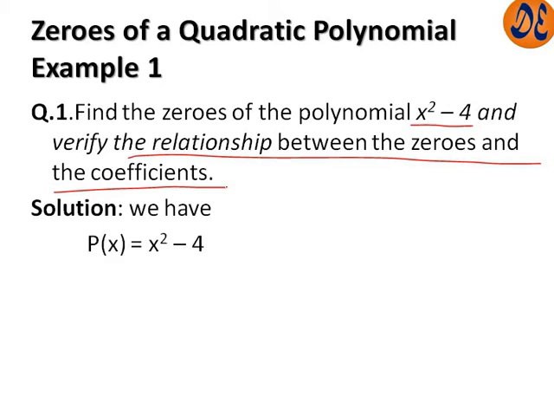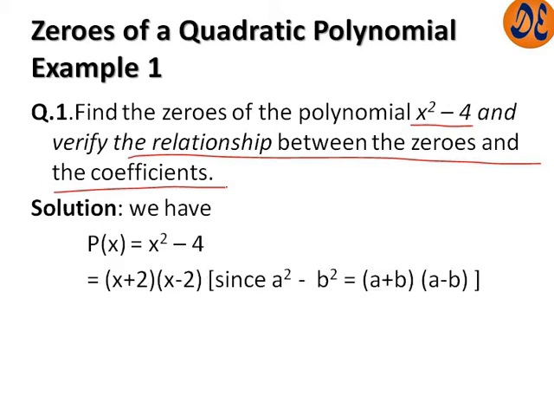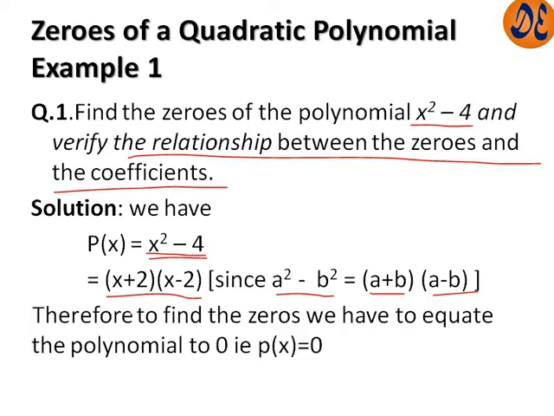Let us go ahead. We have p(x) is equal to x square minus 4. So this x square minus 4 can be written as (x plus 2) into (x minus 2). Why? We are using the formula a square minus b square is equal to (a plus b) into (a minus b). So after using this formula, we are breaking this particular polynomial into two factors.